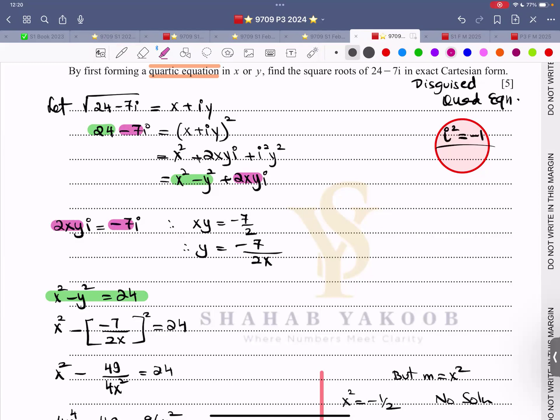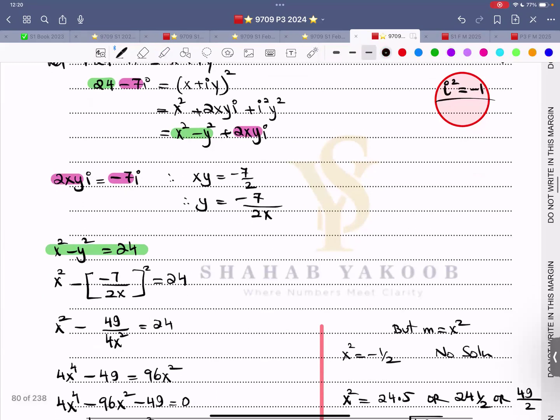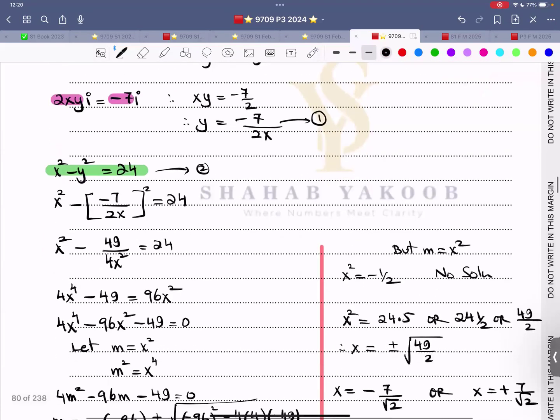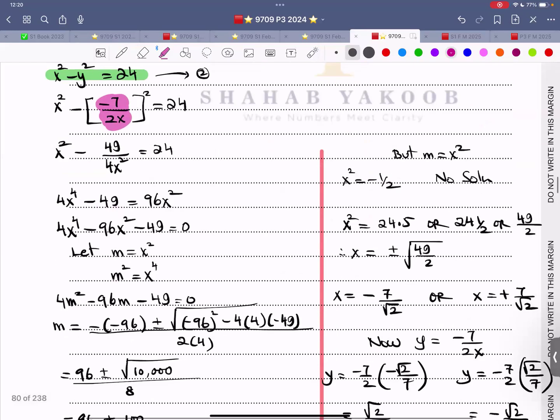2xyi is -7, I cancel. So this is equation number 1, and that is equation number 2. Solve it simultaneously, make y the subject. I plug this thing y over here. So this is -7 over 2x, that goes over here, square, cross multiply. And this is the quartic equation that the examiner was talking about. This is a quartic equation.